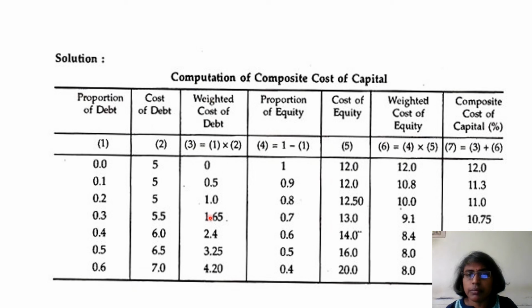That is column number 3 plus column number 6. 0 plus 12 is 12. Then 0.5 plus 10.8 is 11.3. 1 plus 10 is 11. 1.65 plus 9.1 is 10.5. Like that we need to add to get the composite cost of capital for different proportions of debt and equity.